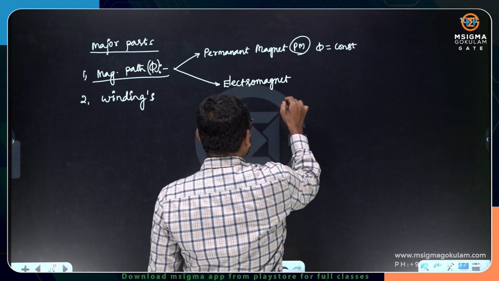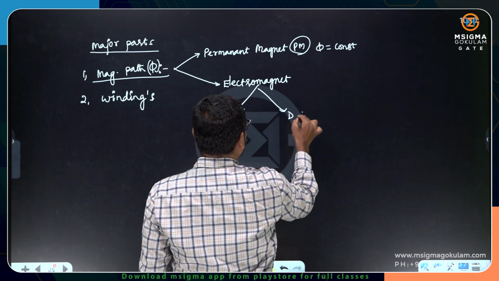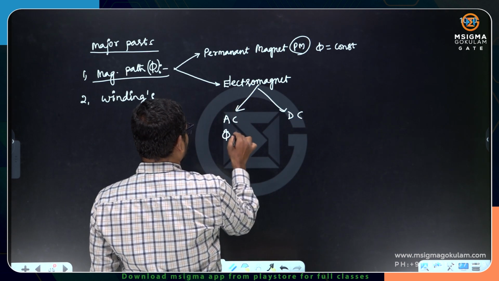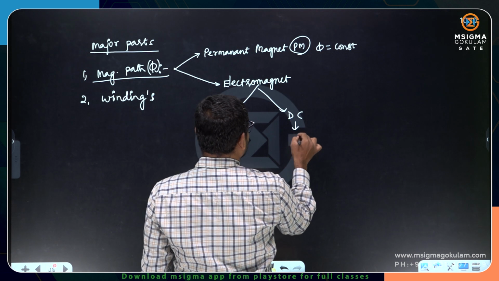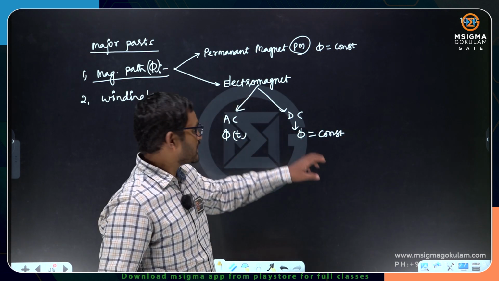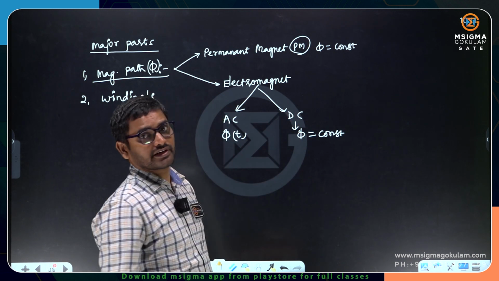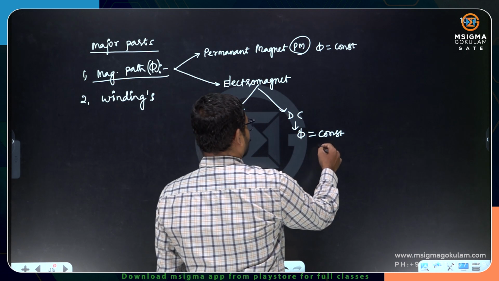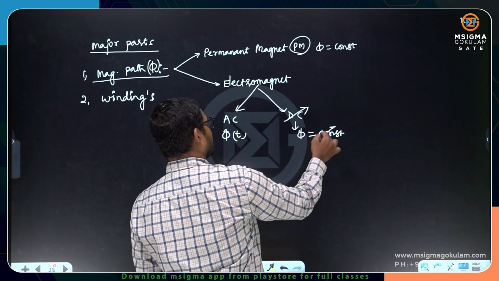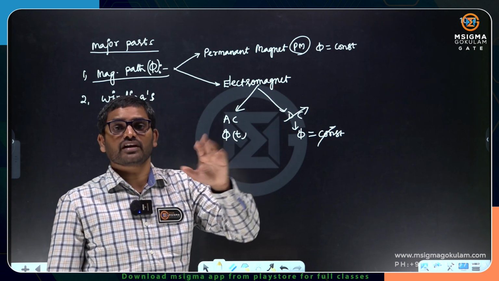If you take an electromagnet, AC excited and DC excited will be there. In AC excited, flux will be variable. In DC excited, flux is again constant, but here you have a chance to vary the flux with the help of voltage. If the DC voltage is variable, this flux is also variable. But in the permanent magnet case, you cannot vary.